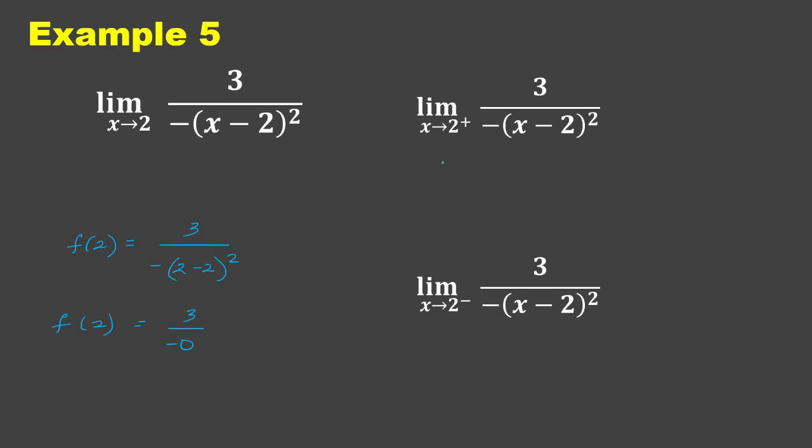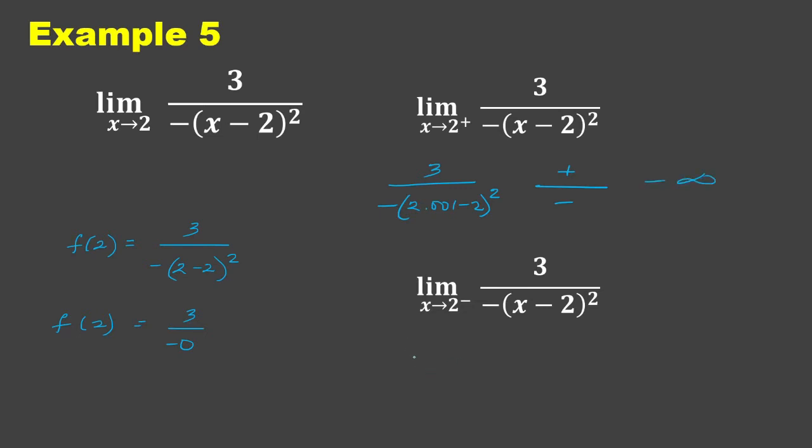Let us try to substitute values from the right of 2. So let us have 2.001 minus 2 whole square. For the signs, the numerator would be positive over 2.001 minus 2, which would give us a positive answer. Squared would be positive, times negative would be negative. So this would be negative infinity.